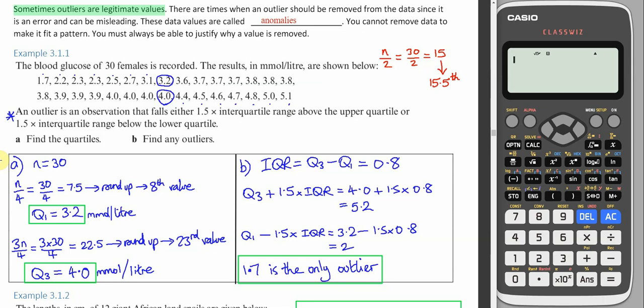Now the way the numbers have been given to us in this example, they're perfectly lined up. So we can see there must be 15 on the top line and 15 on the bottom line as well. So the 15th value will be 3.8 and the 16th value will be 3.8. We want to go halfway between those. Halfway between 3.8 and 3.8 is also 3.8. So that is the median, 3.8. That can now go on our box plot.